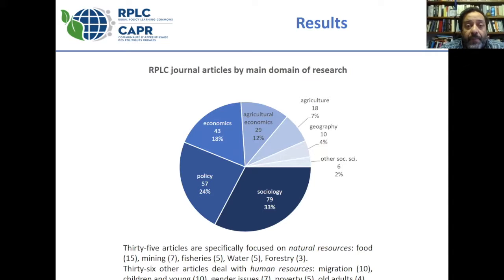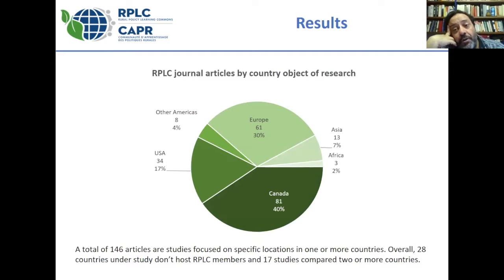Now looking at the country that is the object of research, not the origin of research, which is the reason why I changed the color, to underline that this is a different subject. We have 145 articles that are studies focused on specific locations in one or more countries. Again, most are in Canada, but we have a great amount of studies involving Europe, the United States, and other Americas, not only Mexico but also some studies focused on countries in Latin America, and a small amount in Asia and Africa. Of course, some of these countries do not host RPLC members. There are also about 17 studies that compare two or more countries.